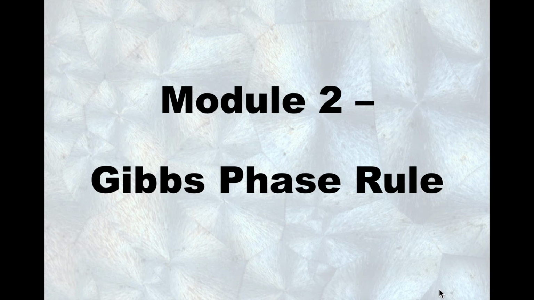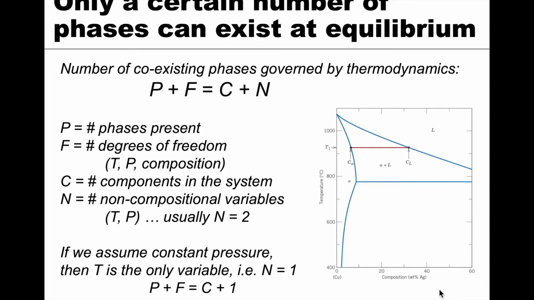All right, in this module, we're going to talk about the phase rule, or the Gibbs phase rule. This is a very powerful rule for phase diagrams that tells us that only a certain number of phases can exist at equilibrium, and it gives us that number. And that is governed by thermodynamics.